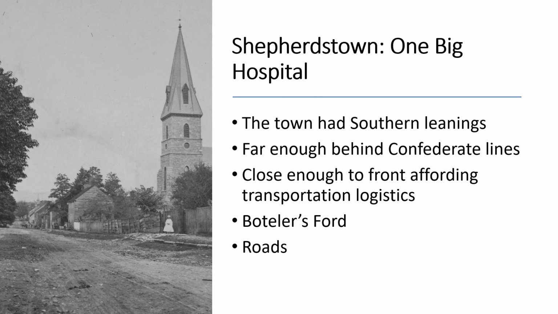A little bit about Shepherdstown before we finish here. Shepherdstown was one big hospital. The town had southern leanings, which was good for the Confederate wounded. Shepherdstown was far enough behind Confederate lines that the Federals could not reach them. It was also close enough to the front, affording transportation logistics. It was easy to get to, based on Butler's Ford and also the roads leading into and out of Shepherdstown.